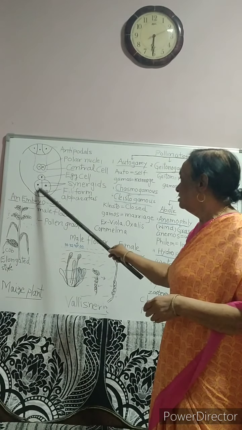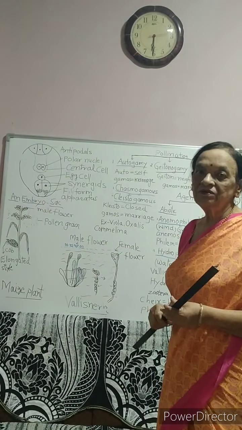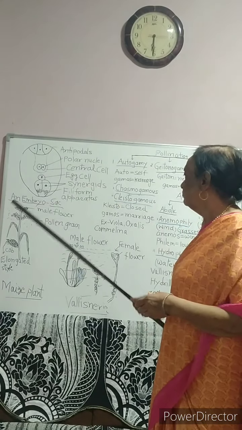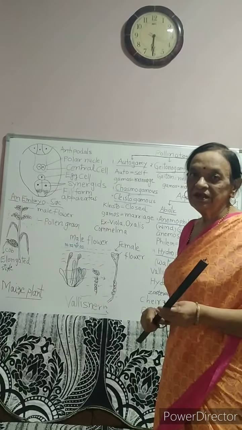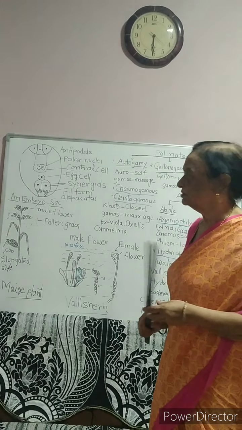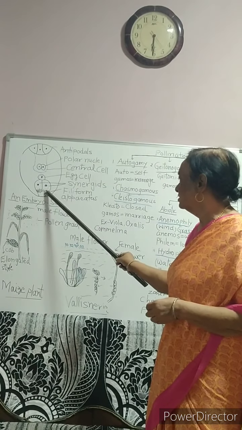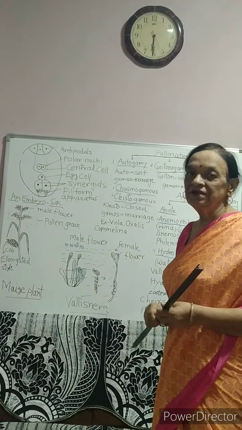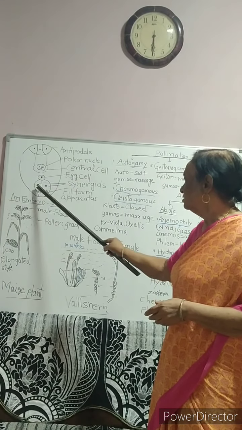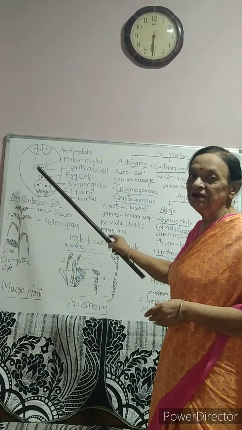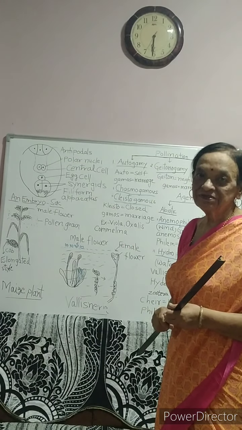Three cells towards the micropylar end form the egg apparatus. This egg apparatus has 2 synergids and 1 egg cell.